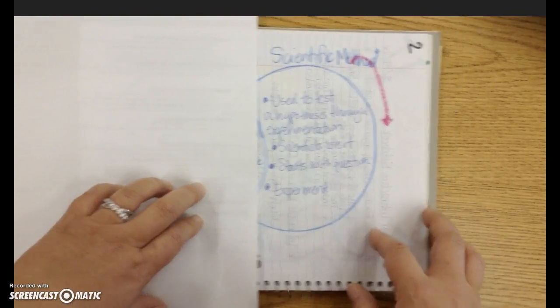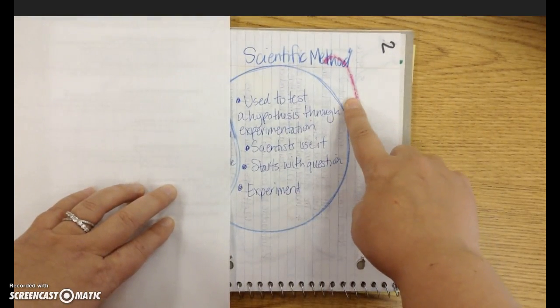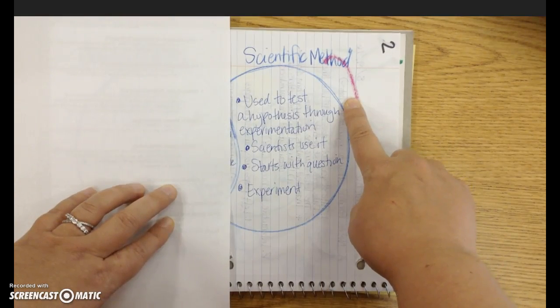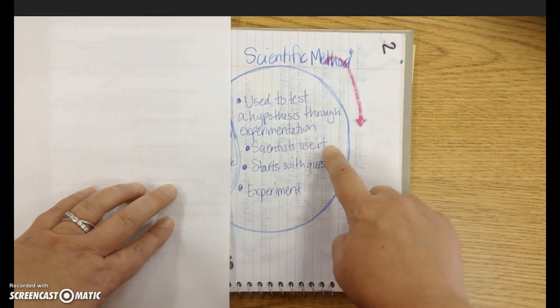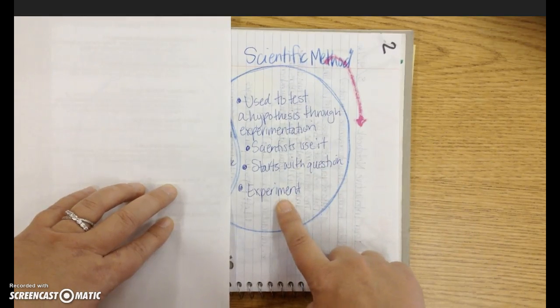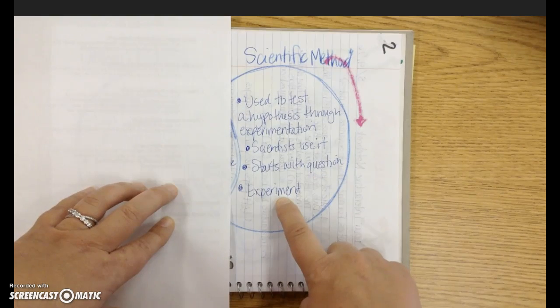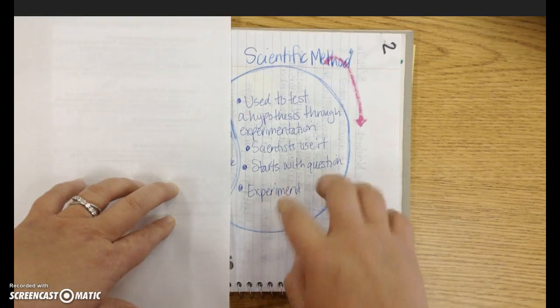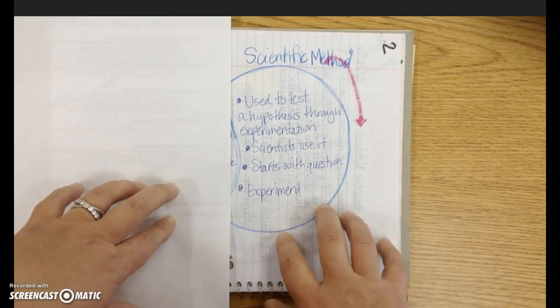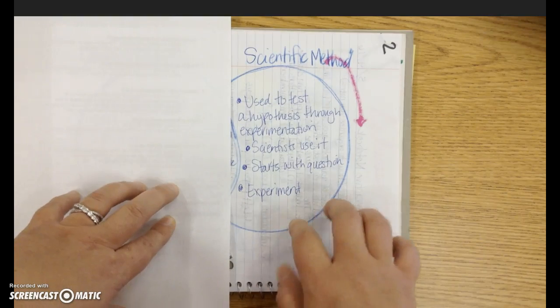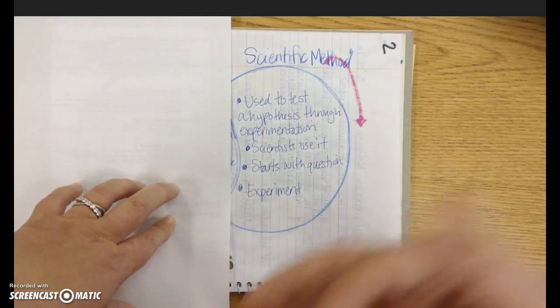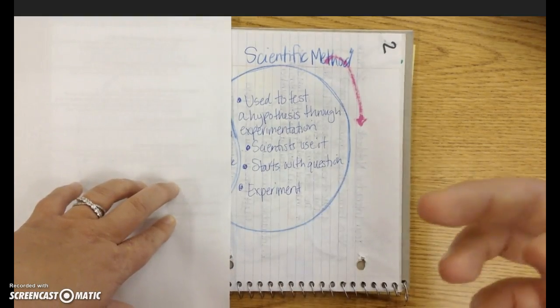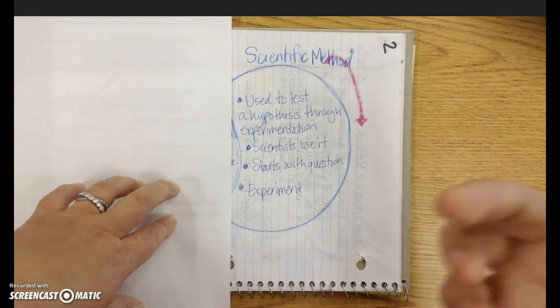Alright. The scientific method is used to test a hypothesis through experimentation. Scientists use it. It starts with a question, and they experiment, or they test their hypothesis to see if it is supported by the data or not supported by the data. Okay? Scientists, in comparison to engineers, remember, try and seek information or answers to things that already exist.